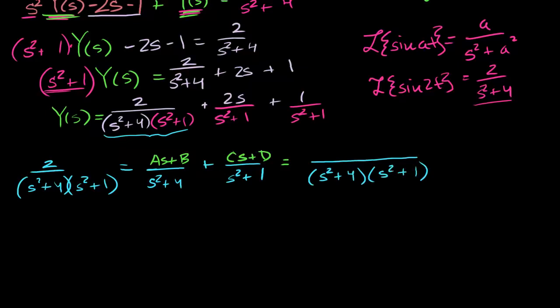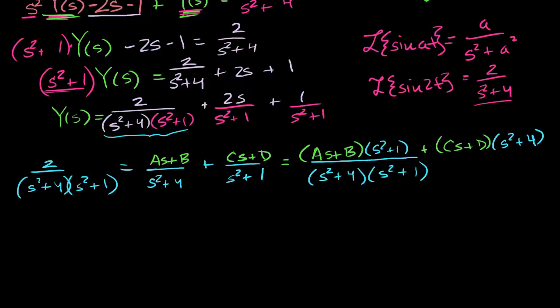And now I'm going to have to multiply the as plus b times this s squared plus 1. As it's right now, if these two terms would cancel out, you'd just get this term. But I need to add it to this right here. So you get plus cs plus d times this term right here times s squared plus 4. And now let's see what we could do to match up the terms here with this number 2 right here. So let's multiply all of this out.